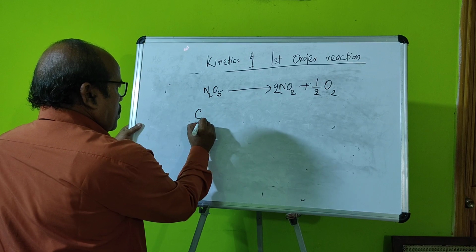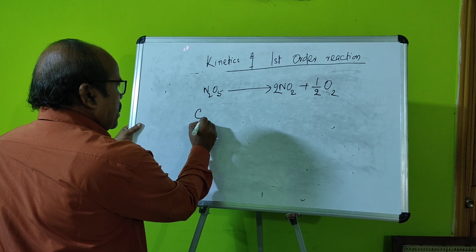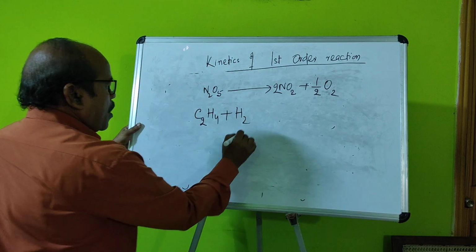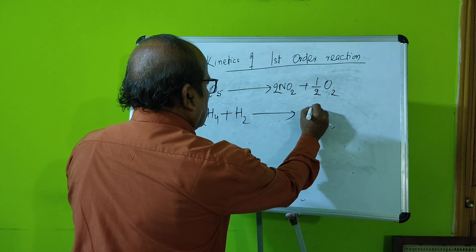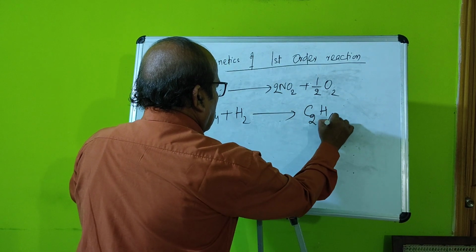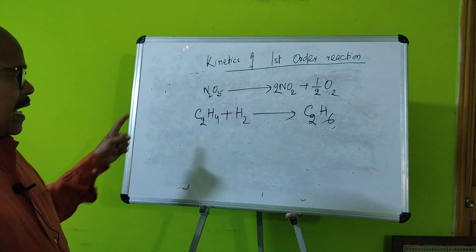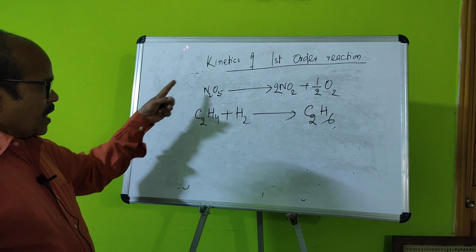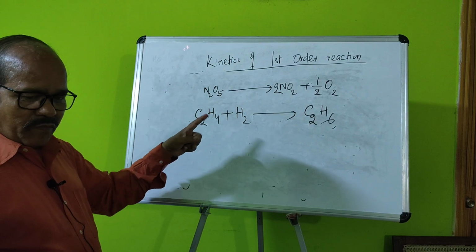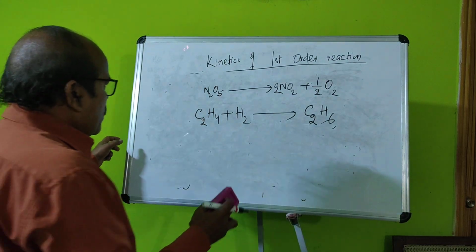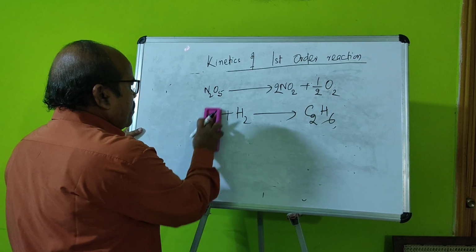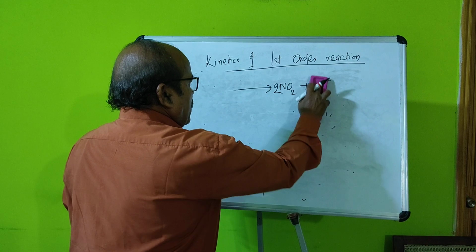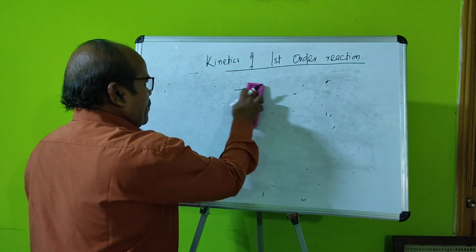Also, hydrogenation of ethylene in the formation of ethane is another example of first order. These are the examples of first order reaction. Now, I shall derive the rate constant for the first order reaction.